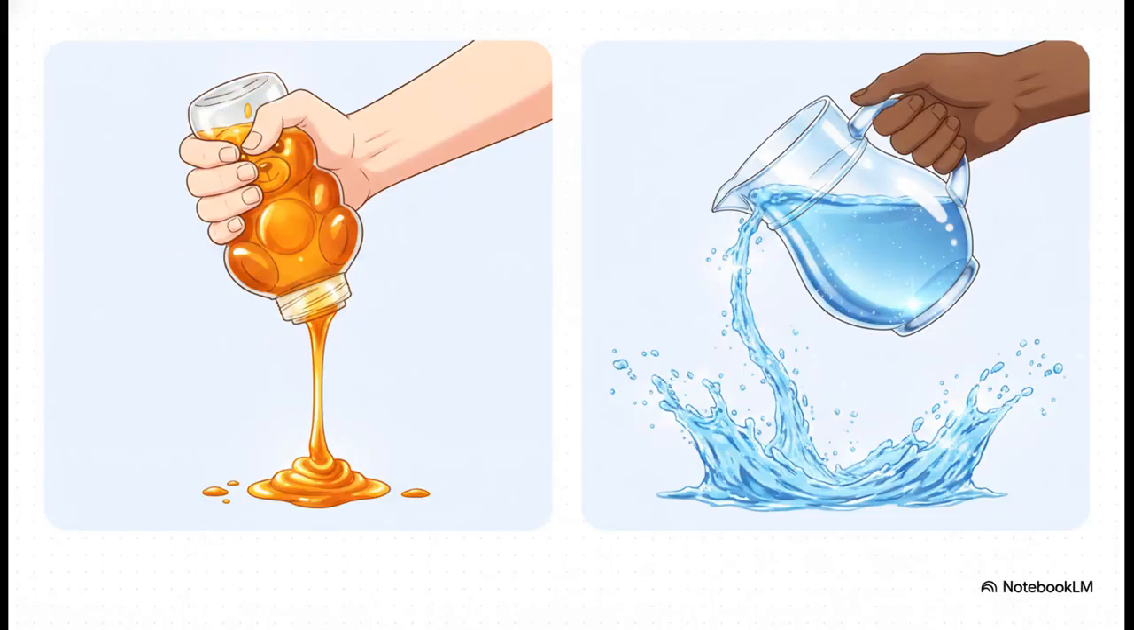Let's look at a real-world example. On the top, we have high viscosity, apna normal shahad. Because of that high internal friction we just talked about, its layers are practically grabbing onto each other, right? So it flows very, very slowly. It has extreme gaadapan. Now on the bottom, we have low viscosity, normal pani. There's hardly any internal friction there, so the layers just slide past each other effortlessly, flowing super quickly.